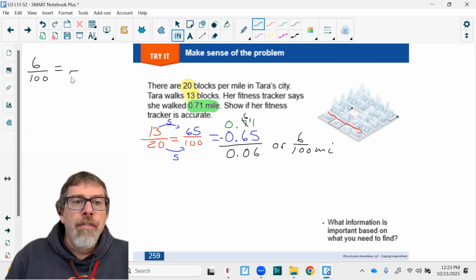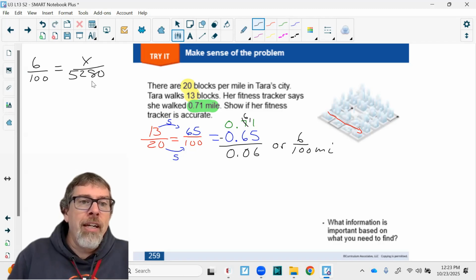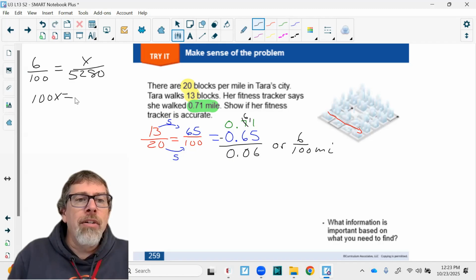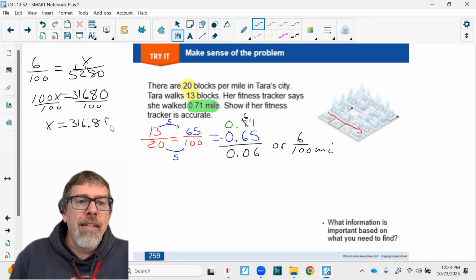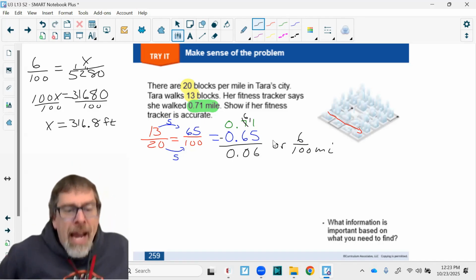We could actually find that. 6/100 equals X over 5,280, because there are 5,280 feet in a mile. So if I cross multiply, I can find out how many feet 6/100ths of a mile is. I'm going to do that just to show you accuracy. So 6 times 0 is 0, 6 times 8 is 48, carry the 4, 6 times 2 is 12, plus 4 is 16, 6 times 5 is 30, plus 1 is 31. Well, dividing by 100 will move the decimal 2 places. So X equals 316.8 feet. Okay, so that's actually pretty accurate.